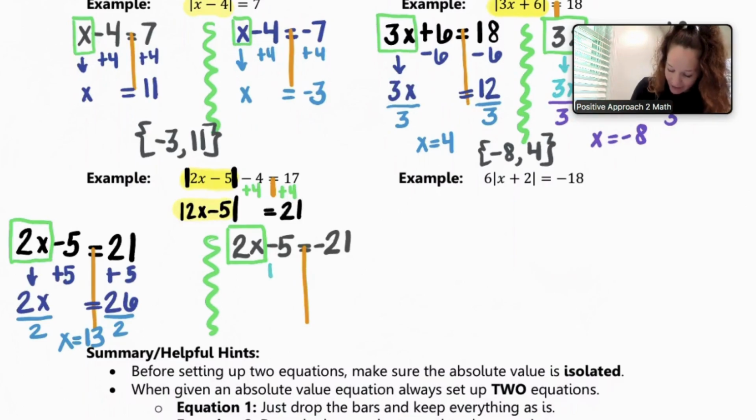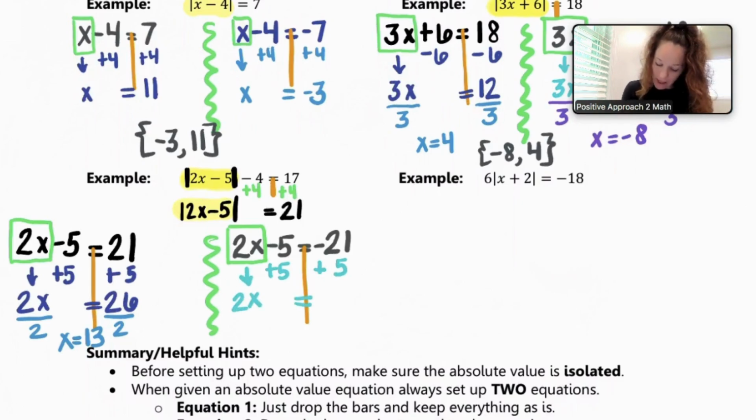We're going to add 5 to negative 21. Bring down that 2x. Negative 21 plus 5. Is that what I'm doing? Yep, that is going to give us negative 16. And now we're going to divide both sides by 2.